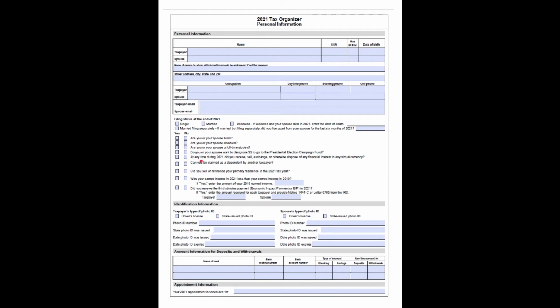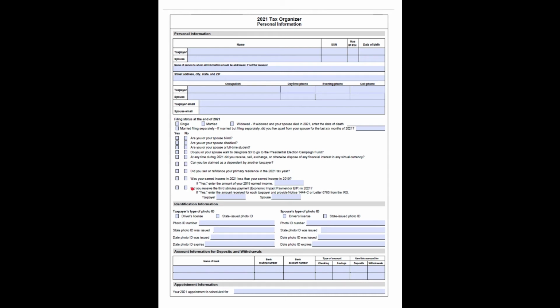Can you be claimed as a dependent by another taxpayer is the next question. This is going to have weight on the standard deduction if you're taking a standard deduction instead of itemizing. If you are unsure if you can be claimed as a dependent by another taxpayer, then you will want to go ahead and watch another of the videos in this series where we do actually address who or what is a dependent, who qualifies as a dependent. And then there's a number of other questions. This one is pretty self-explanatory.